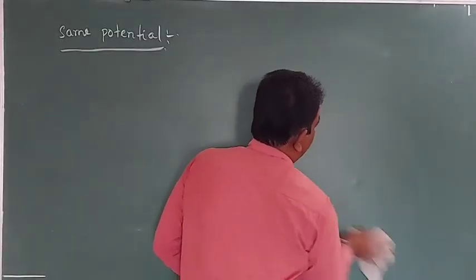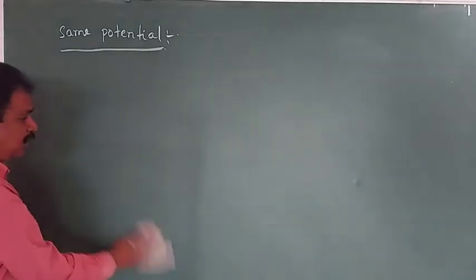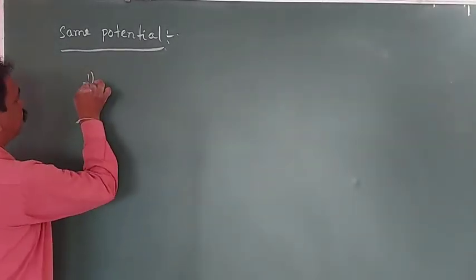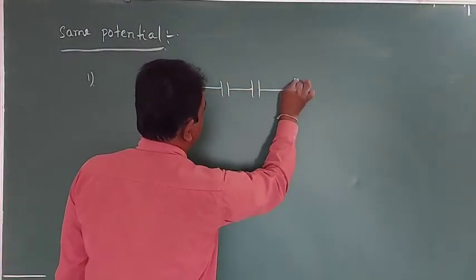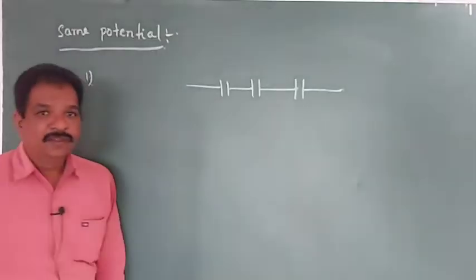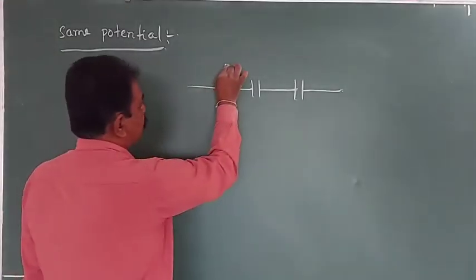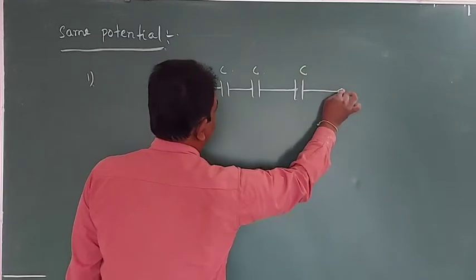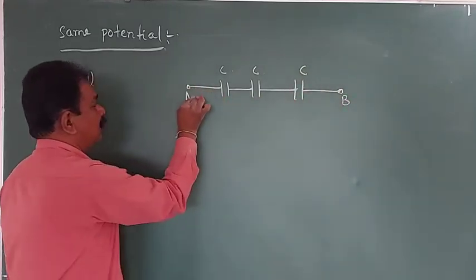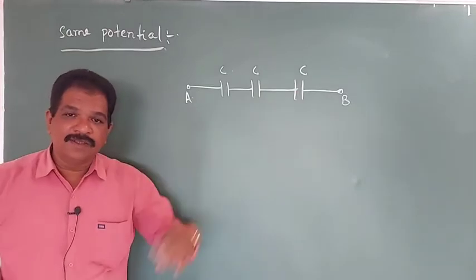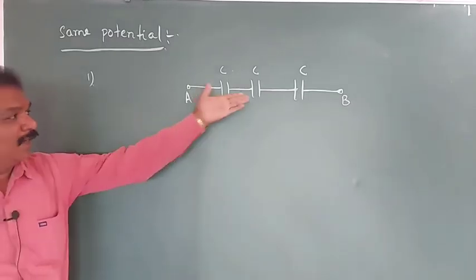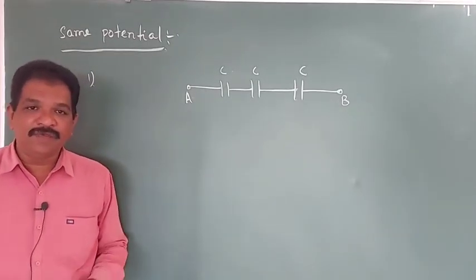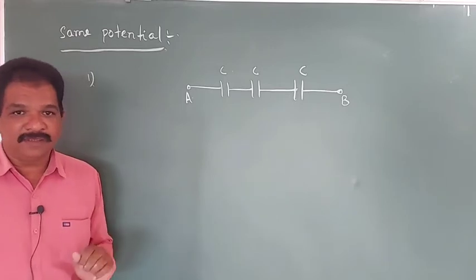Okay. Now come to here, same potential. Three capacitors are like this, identical capacitors. Now tell me what is the effective capacity between A and B. Tell me. All are in series. Effective value is equal to C by 3.